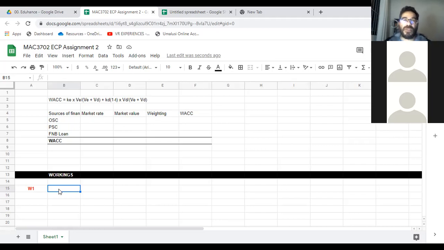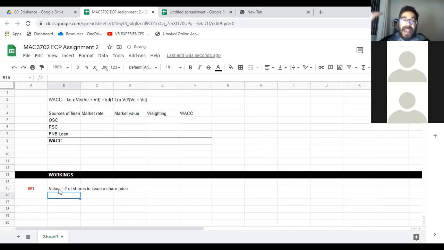So I asked myself, what was given? Well, number of shares in issue was given, or I can calculate it, and the share price was given. So that means I can use the market capitalization method. So the market capitalization method, that's what I'm going to use. Value equals number of shares in issue times share price. Okay, so that's what I'm going to do.